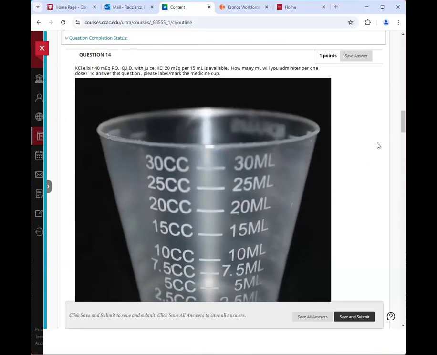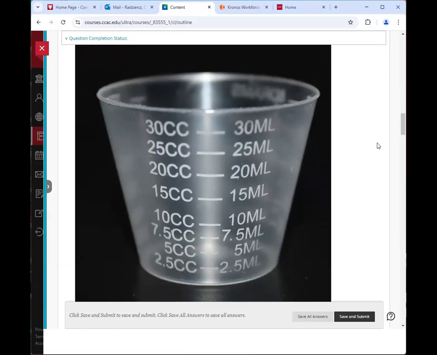All right, so this is a mark the cup question. The good thing is when it's a mark the cup question, your answer is always going to be on the cup. Okay, so it's one of these numbers.